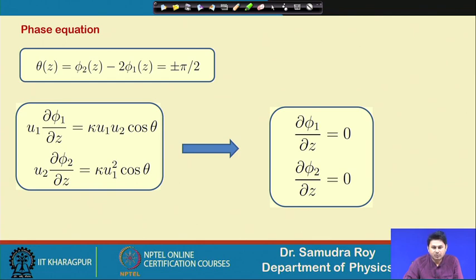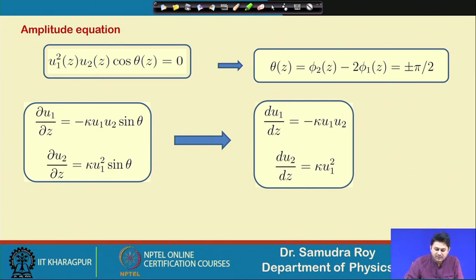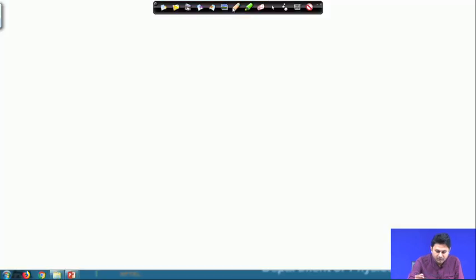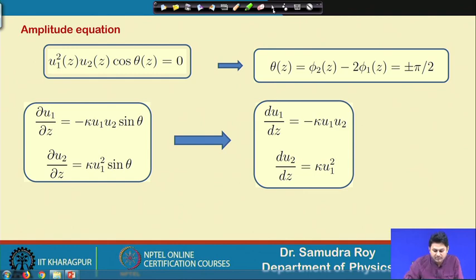So, we are going to find out how this amplitude changes over distance when I consider the realistic situation. That means the fundamental wave is also changing; the amplitude of the fundamental wave is also changing. So essentially, we will deal with these two equations, du1/dz equals minus kappa u1 u2, and du2/dz is equal to kappa u1 square.